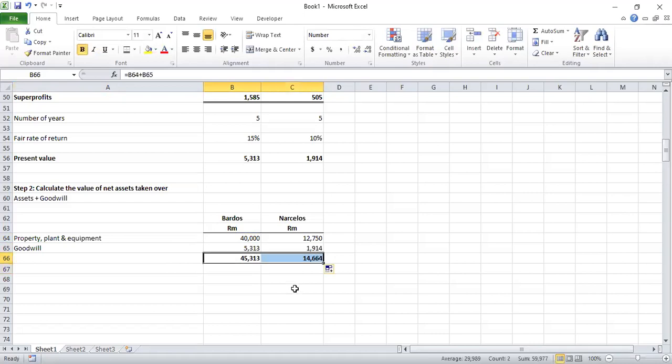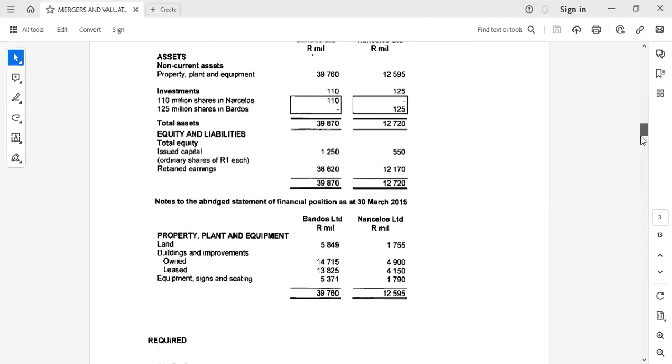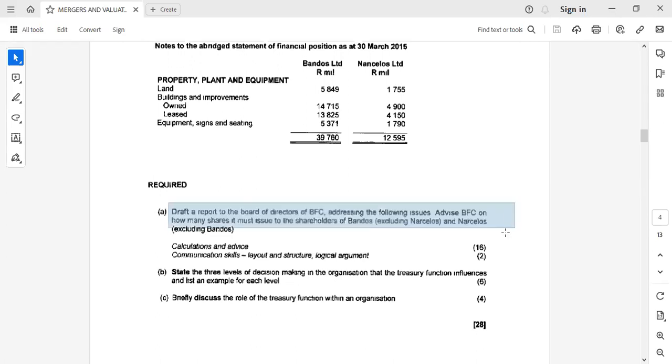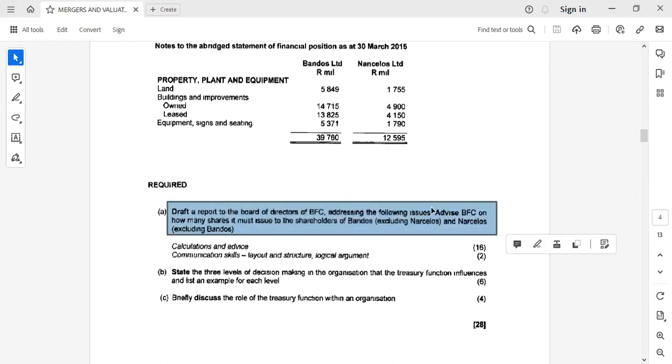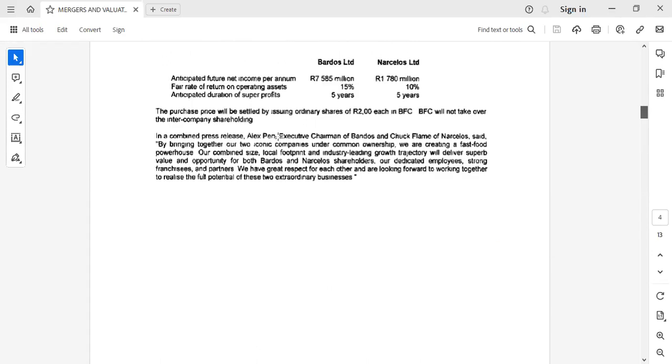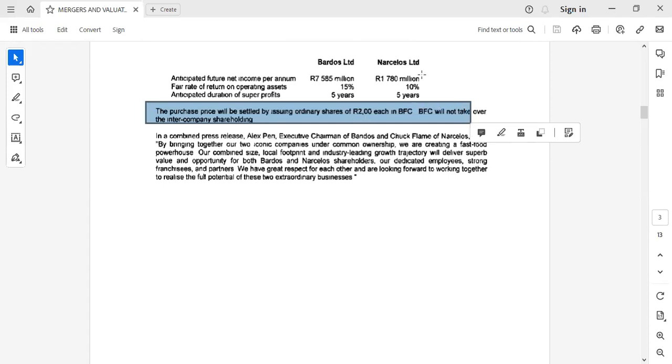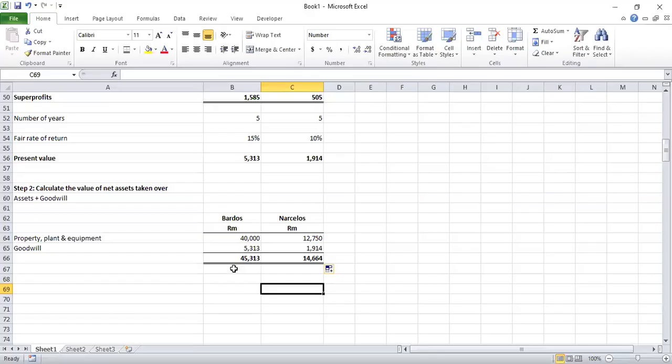my friend. If there was no cross holding, remember our question is to determine the number of shares that the shareholders of each company are going to be given in the new company. Right? If there was no cross holding, or if they did not say excluding Nacelos and excluding Bados, we're just going to take the value that we got and divide by the value of the share of R2 each. They are saying that in the new company, the shares are R2 each. We're just going to take these values and divide by R2. That was going to be our final answer. But because there's cross holdings, we have to take into account the cross holdings. Right. So we have to go to step 3.